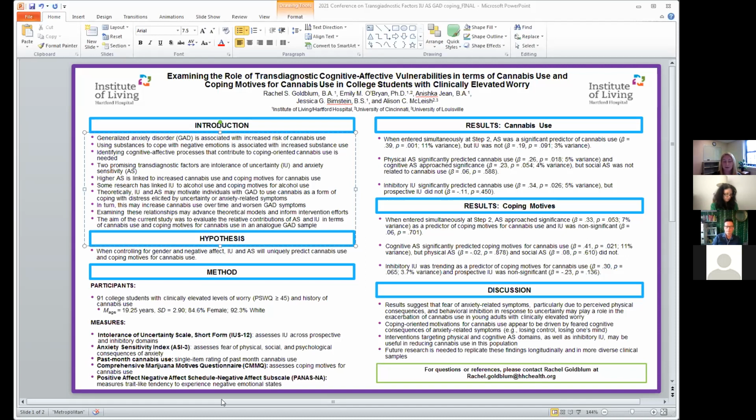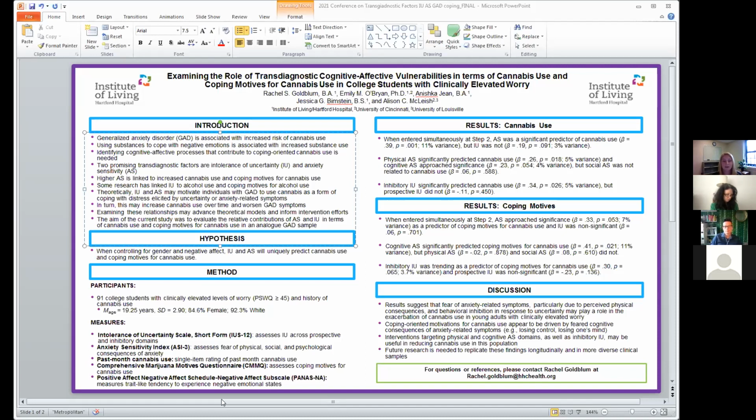IU and AS were entered simultaneously at step 2 and approached significance, accounting for 10% of variance. Neither AS nor IU significantly predicted coping motives for cannabis use. However, AS approached significance and accounted for 7% of unique variance. We examined the predictive utility of AS subscales. Only AS cognitive concerns emerged as a significant predictor of greater coping motives for cannabis use. We also examined the predictive utility of IU subscales, and there was a trend level effect for inhibitory IU.